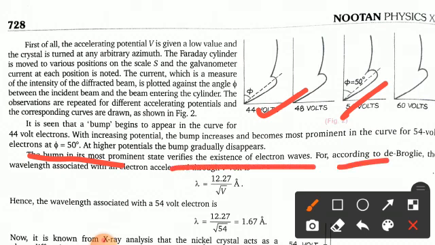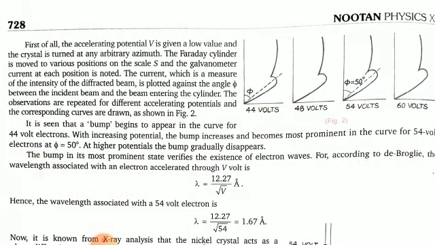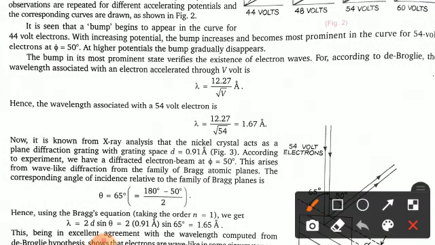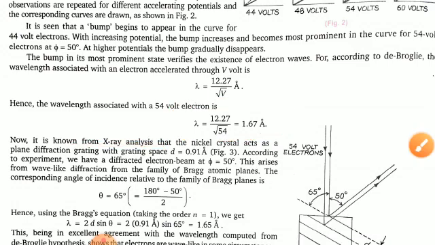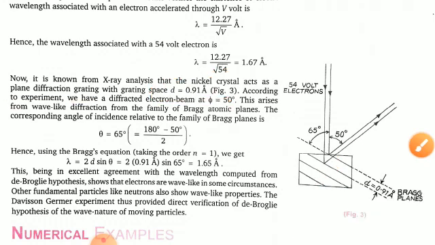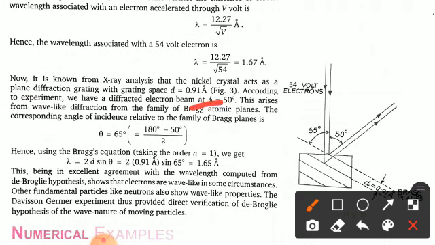For according to de Broglie, the wavelength associated with the accelerated electron is equal to how much? Lambda equals 12.27 by root V angstrom. Fine. So the wavelength associated with the 54 volt electron comes out to be lambda equals 12.27 by root 54, which is 1.67 angstrom. Now it is known from X-ray analysis that the nickel crystal acts as a plane diffraction grating with grating spacing d equal to how much? 0.91 angstrom. This you can see from figure number 3. According to the experiment, we have the diffracted electron beam at phi equal to how much? 50 degrees. So this arises from wave-like diffraction from the family of Bragg's atomic planes.